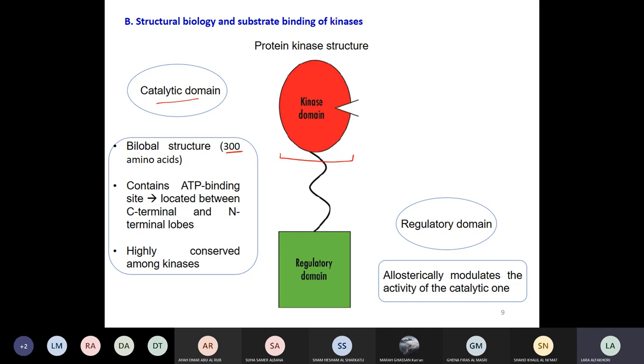Sometimes some kinases have another protein attached, either through non-covalent interactions or covalently, which we call a regulatory domain. We are not going to talk about it, but this is something for you to know. Sometimes, if you look at some crystal structures and see a protein structure that does not look like a kinase, it is probably the regulatory domain that is crystallized with the kinase.